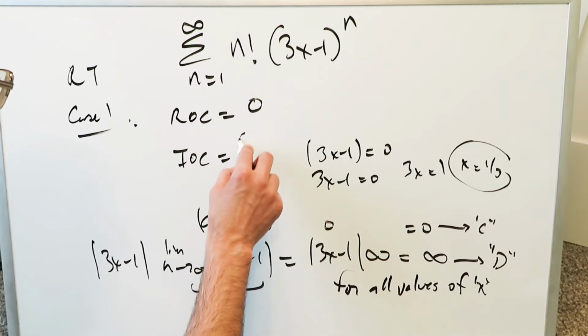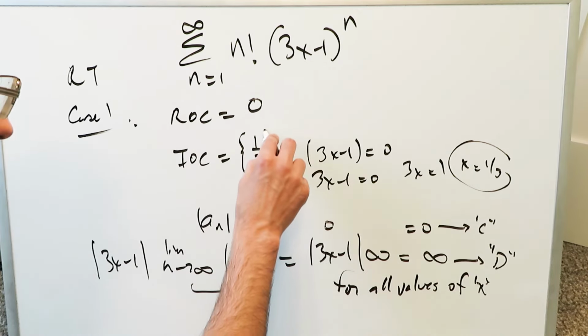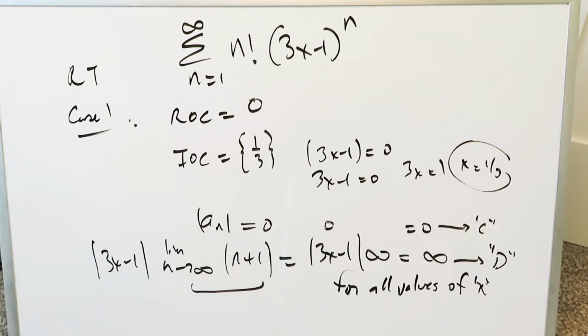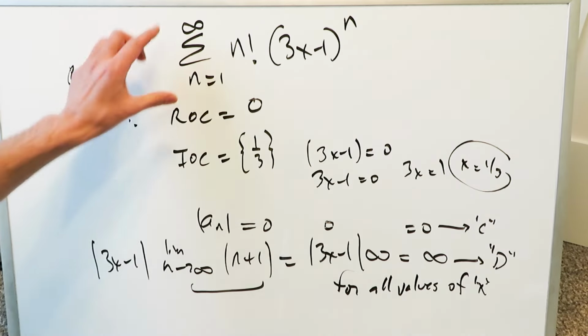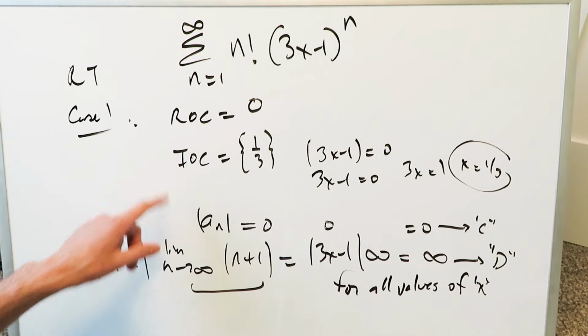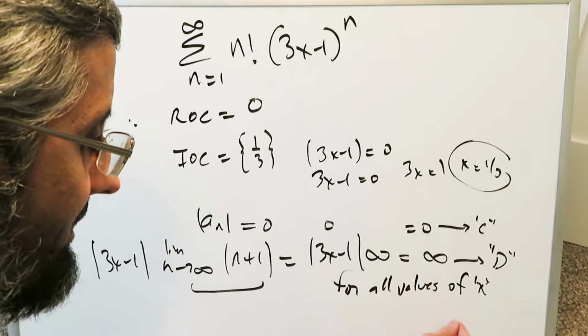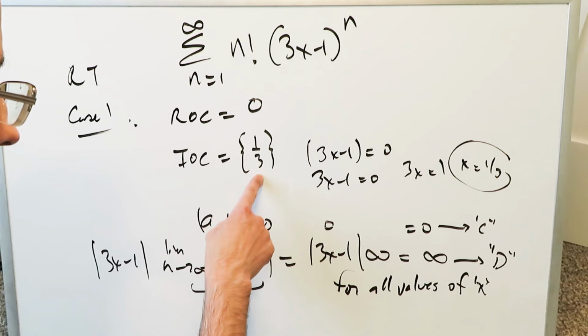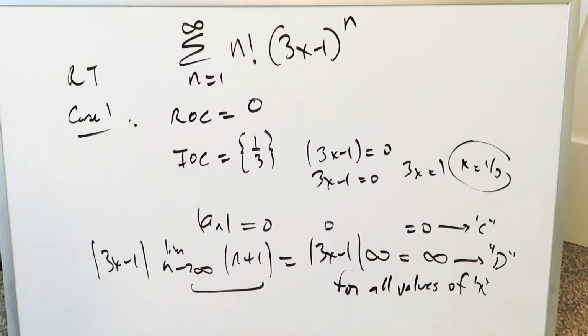How do you write your interval of convergence? You write it as this, 1 over 3. You can put it in curly brackets. How would you verbalize your answer? For the power series, your series is divergent for all values of x except for this. If x were to equal 1 over 3, you see convergence.